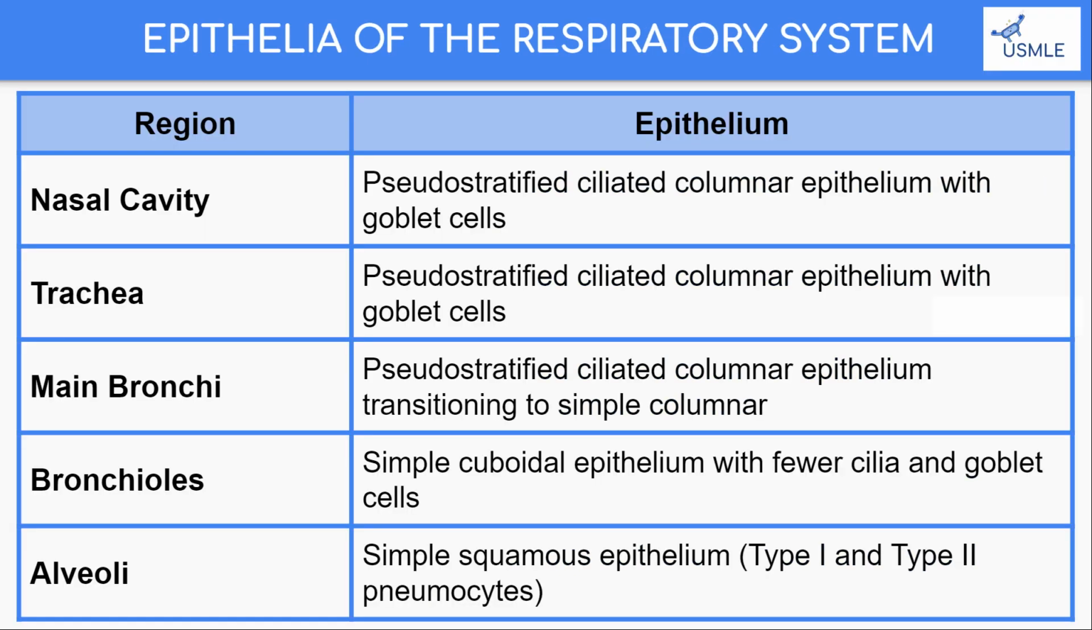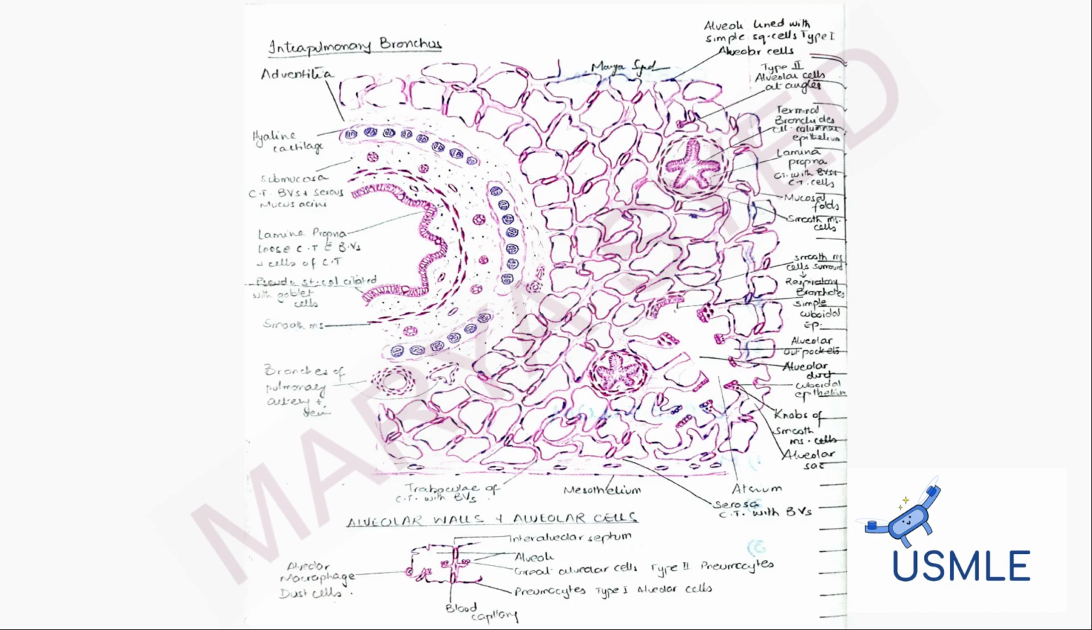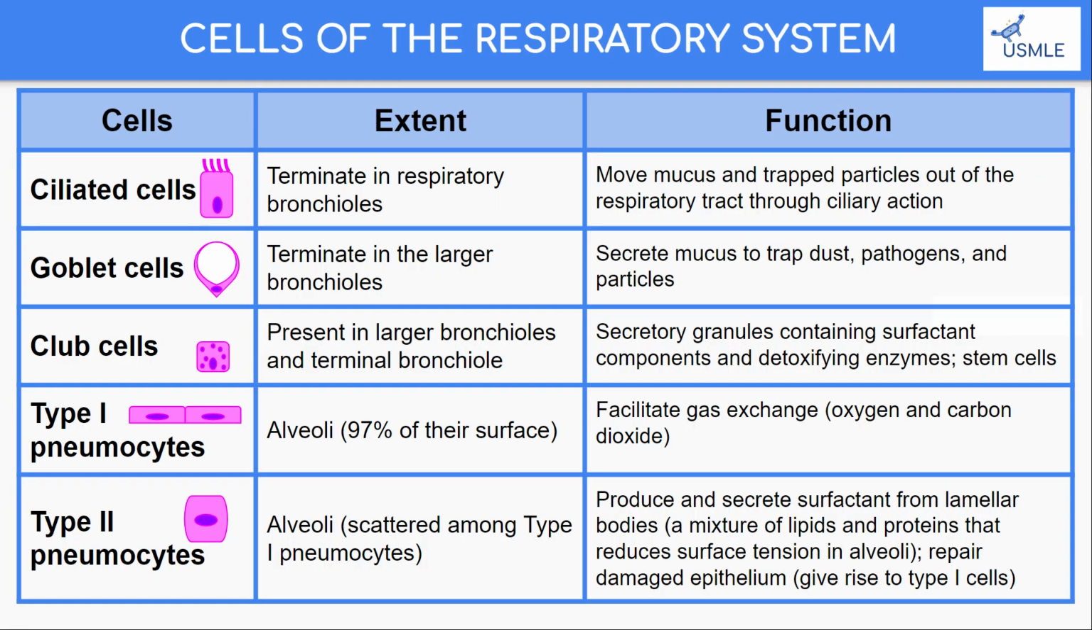It starts with the pseudostratified columnar epithelium with goblet cells in the nasal cavity and transitions to simple squamous epithelium down to the alveoli. This image shows the entire respiratory tract histology and is a great visual demonstration of the various cells involved. Let's look into some of the important cells.